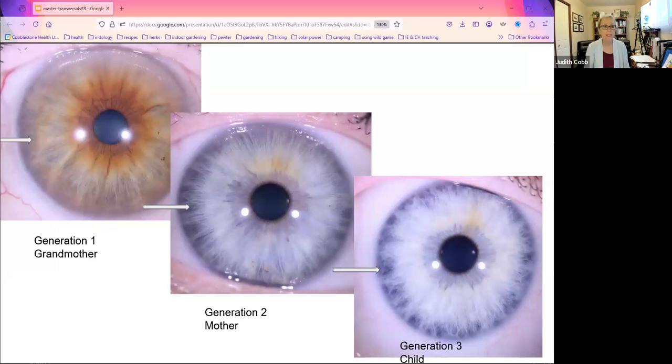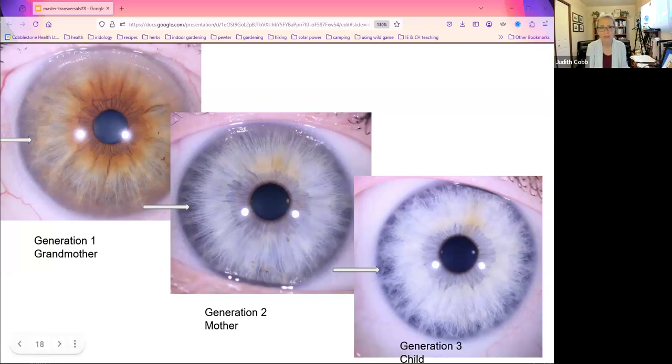This is 3 generations. This is interesting. This is the grandma. Notice she's got transversals and more transversals. So this is a right eye. Here's another right eye. This is grandma's daughter. Transversals in much the same area. Actually, this one and this one look almost identical. And then we've got that 3rd generation, and she's got transversals in pretty much the same area. Right? These are absolutely inherent.